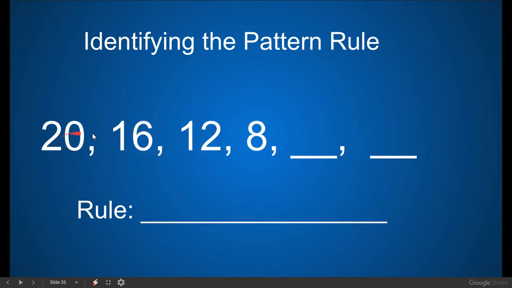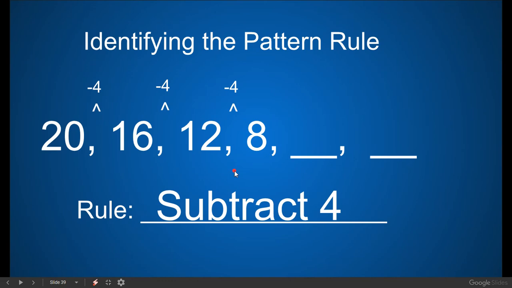Also here, now I notice my pattern is getting smaller. So if my pattern is getting smaller, it's either going to be subtraction or division. And to go from 20 to get to 16, I'm going to go backwards. I'm going to subtract 4. Same thing here, from 16 to get down to 12, I'm going to be subtracting 4. To go from 12 to get to 8, I'm going to be subtracting 4. So my rule is to subtract 4. So I'll need to subtract 4 from every single number. 8 minus 4 is 4, and 4 minus 4 puts me at 0. So the rule of this pattern is subtract 4.